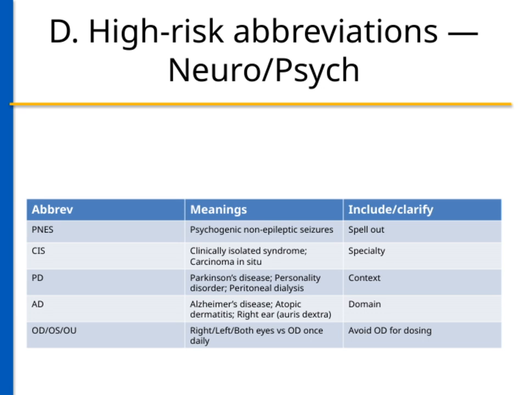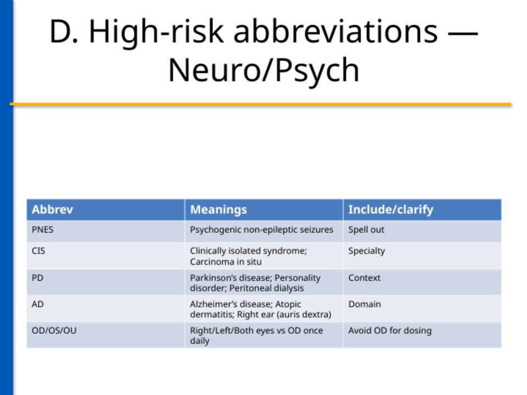Next, we see CIS, meaning clinically isolated syndrome or carcinoma in situ. Depending on the context, this abbreviation can relate to a neurological condition or a type of early-stage cancer. So, understanding the specialty or the setting helps clarify which meaning is intended.